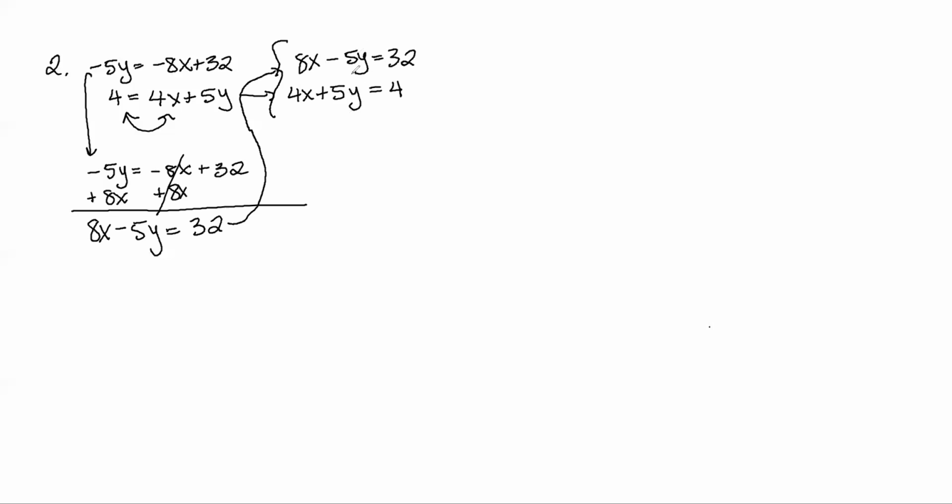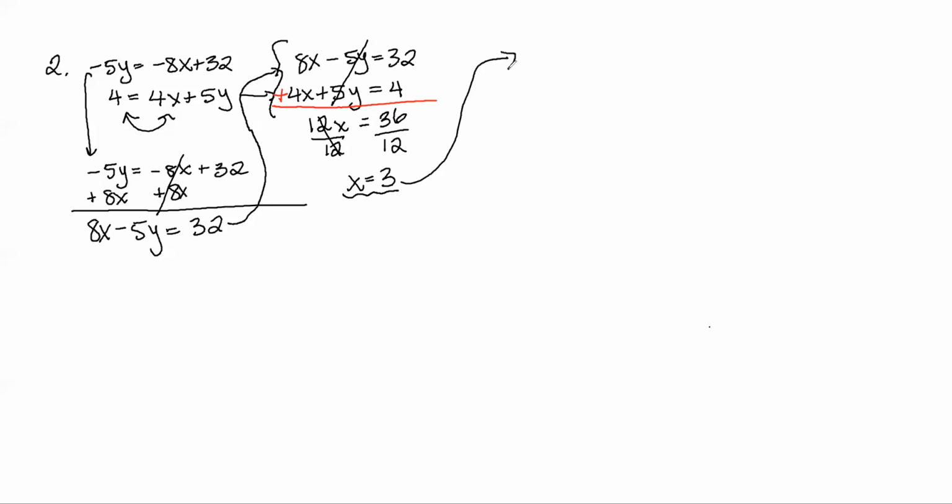So let's go ahead and add these equations together. So 8x plus 4x is 12x. These y's cancel out, or eliminate. 32 plus 4 is 36. And now let's divide both sides by 12. And we get x equals 3, which is, remember, part of our solution.